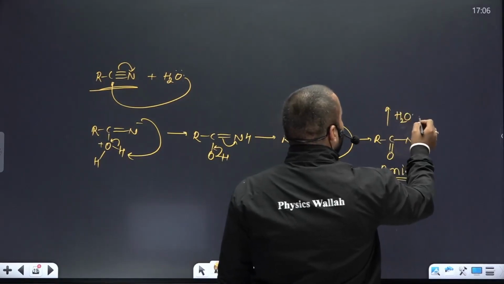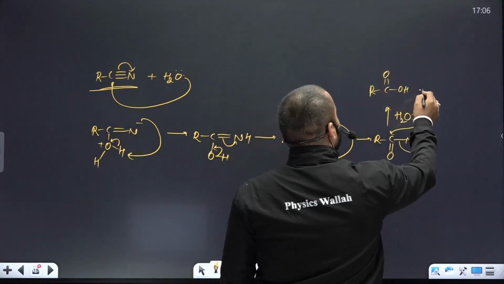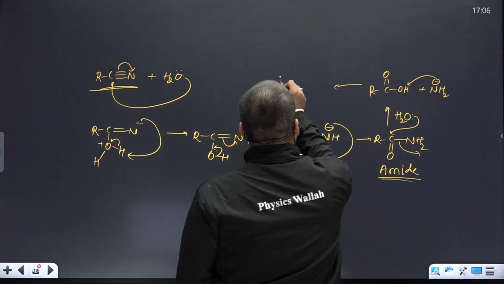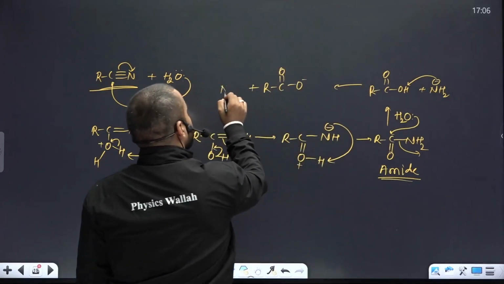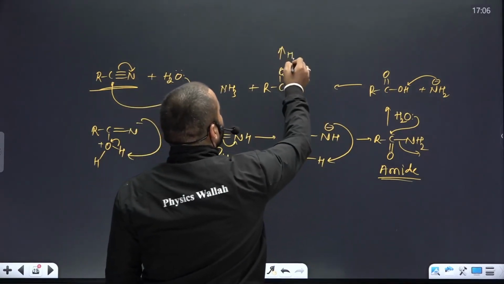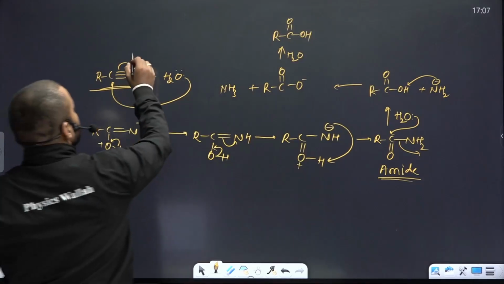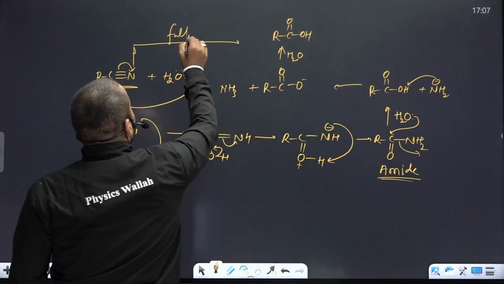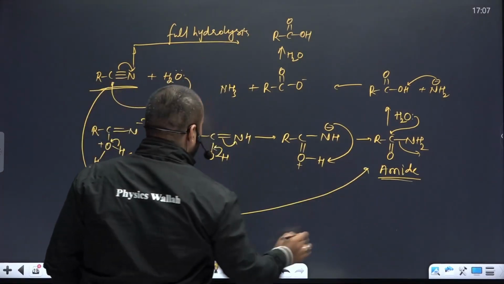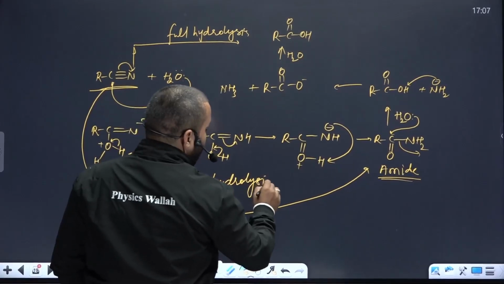I want to do a further attack of water, which happens here, and NH2 is kicked out. So RC double bond OH forms, plus NH2 negative forms. This NH2 negative attacks this hydrogen to generate RC double bond O minus, plus NH3 is produced. Now there is enough water, so this acid will also be neutralized. This forms RCOOH. So this is the result of full hydrolysis, and from here to here is the result of partial hydrolysis. I am sure it is clear.